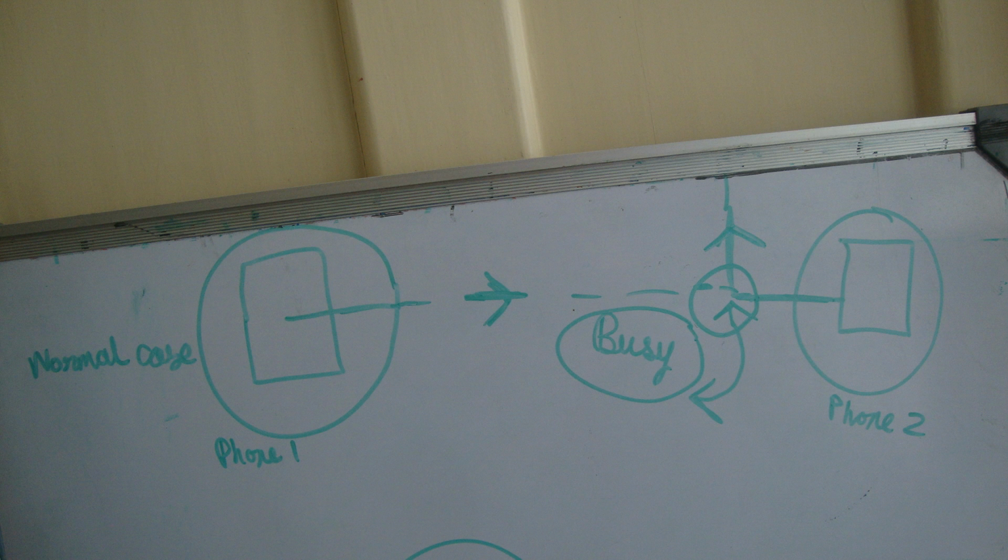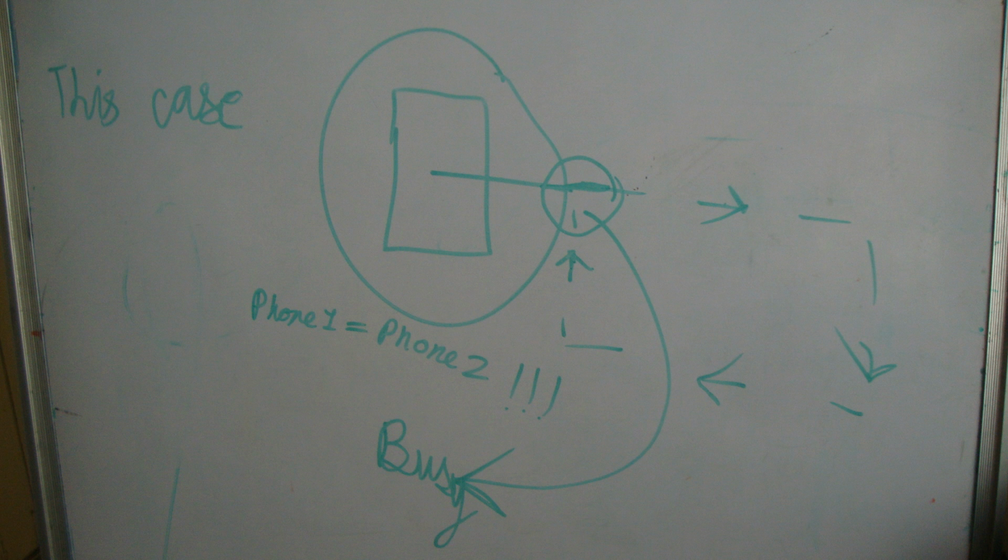But in our case, something was special and different. So this is what our case was. In our case, phone 1 was same as phone 2. So when phone 1 tried to call phone 2, which means phone 1 itself, then the phone found out that the phone which it was trying to call, which means itself, was busy. Therefore, the phone cannot call itself because it was busy calling itself.